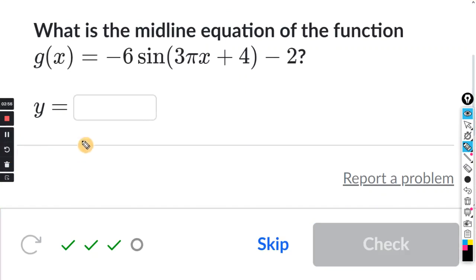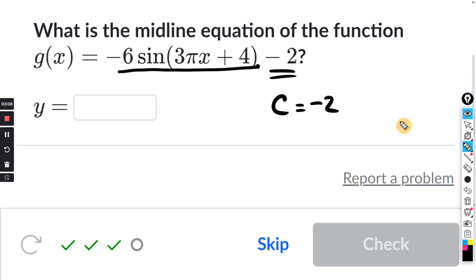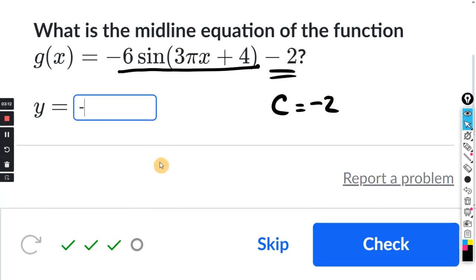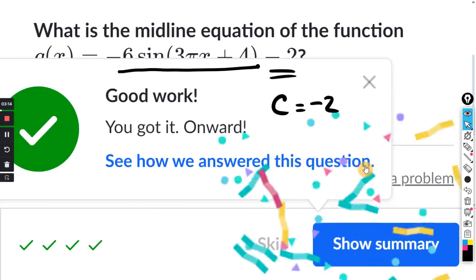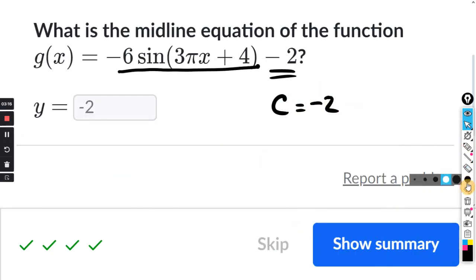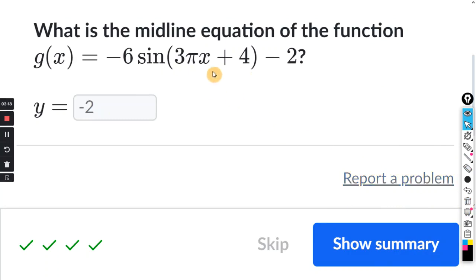All right, same thing here. This is your function, and we're just looking at what is added or subtracted to the entire function, and clearly the value of C is negative 2. So you just enter negative 2 in the box. Make sure you're not looking at the angle inside the parentheses. You're looking outside as far as what is added or subtracted to the entire function.